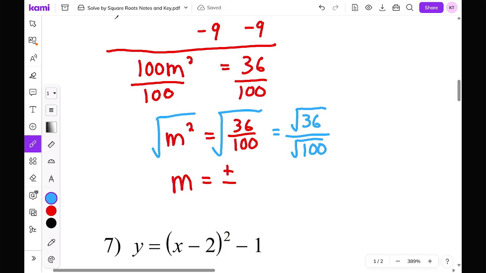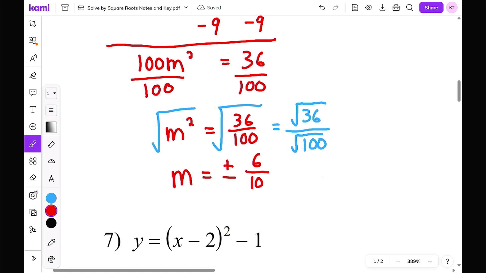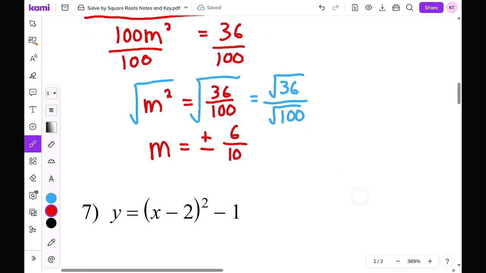So I'm going to get a plus or a minus of the square root of 36, which is 6, divided by the square root of 100, which is 10. So m is going to be equal to plus or minus 6 over 10. And we can even take this one a step further, because 6 divided by 10 can simplify down even more, because I can divide each one of these by 2. So this is equal to plus or minus, if I divide 6 by 2, that will give me 3, 10 by 2, 5. So my final answer here would be plus or minus 3 over 5.